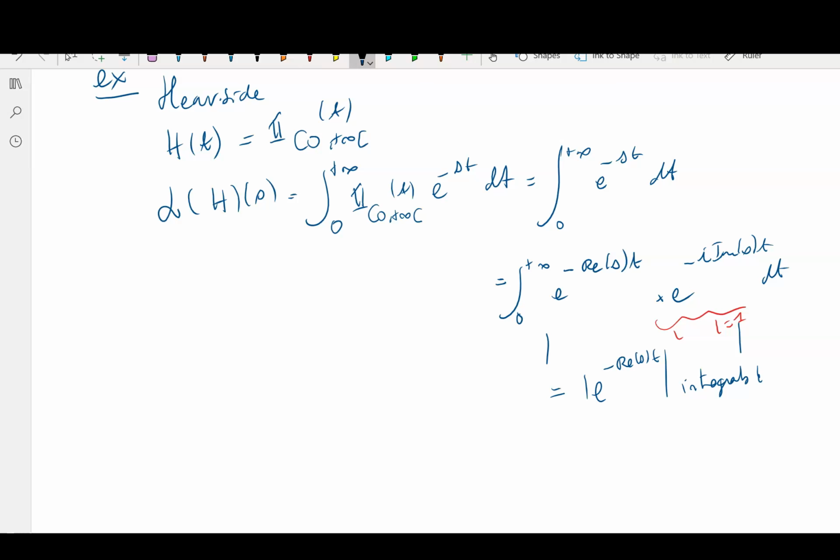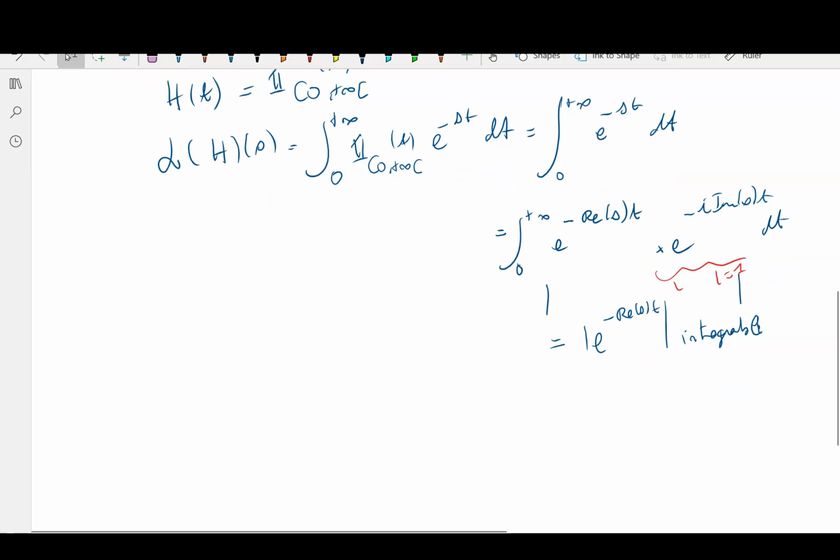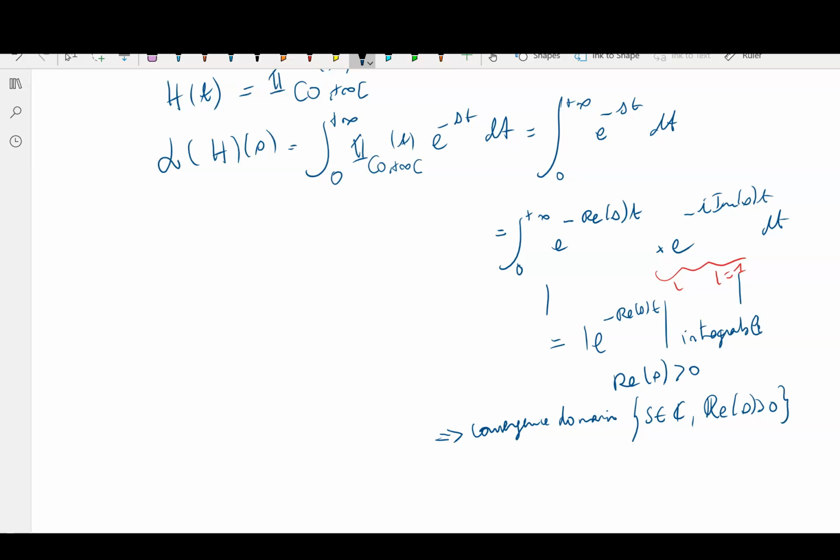So we said that this is going to be integrable if and only if the real part of s is strictly greater than 0, so that I get the exponential of a negative number in the end. So what do we get here? The convergence domain is going to be all the s in C such that their real part is strictly positive. Okay, so half of the complex plane. And now let's perform the integration.